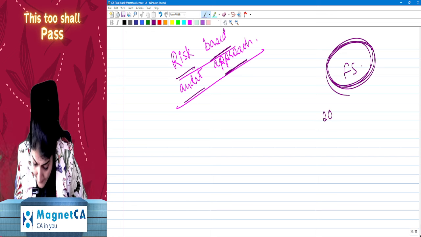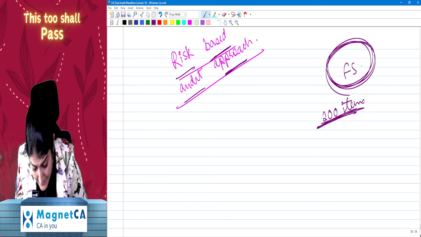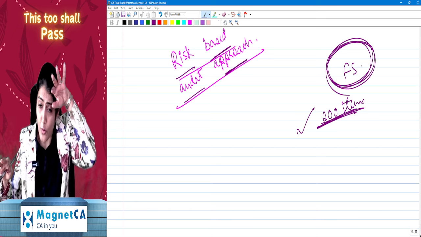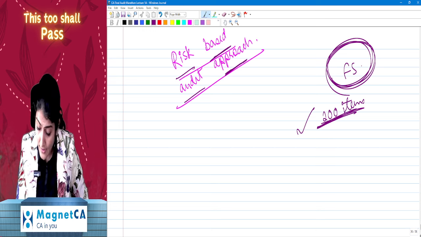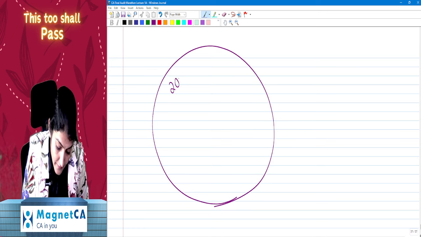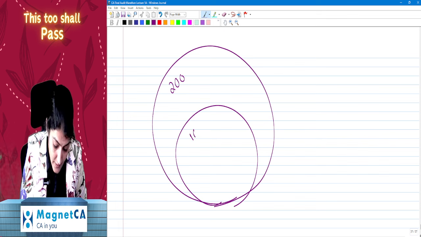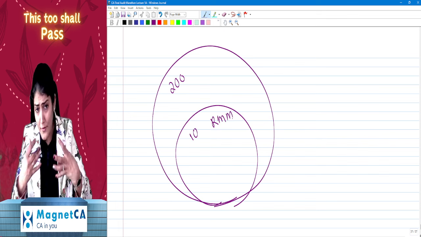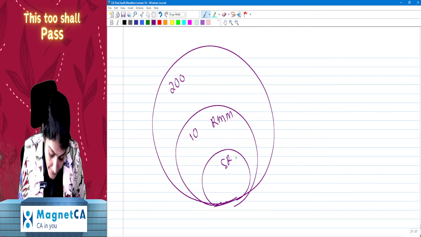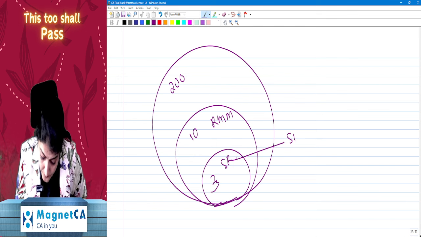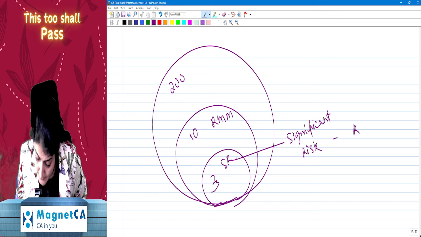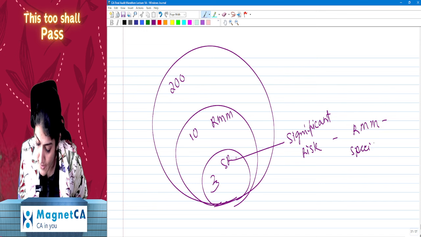So for example, say there are 200 items in the financial statement. Will I do audit of all 200? Yes. But will I put equal effort in doing audit of all 200? No. What I will do is an ABC analysis of the financial statement. Okay, these are the 200 items. Out of these 200 items, I identify the RMM, risk of material misstatement, where there is the chance of fraud and error. And out of the RMM, I identify the SR. What is SR? Yes, everyone, it is significant risk. It is an RMM which requires special audit consideration, VVIP treatment.